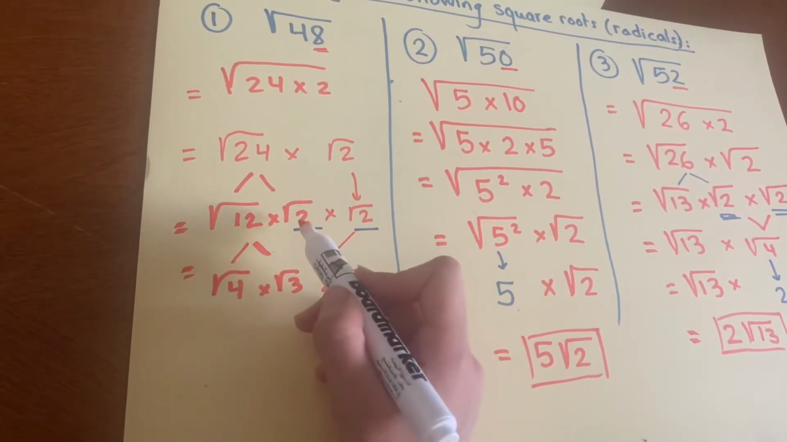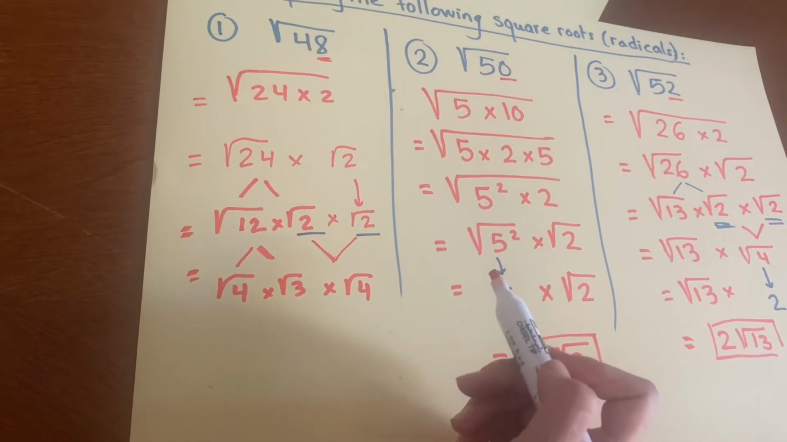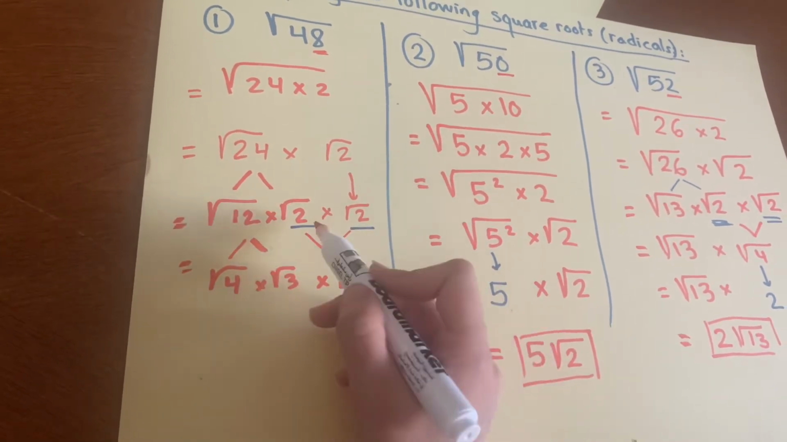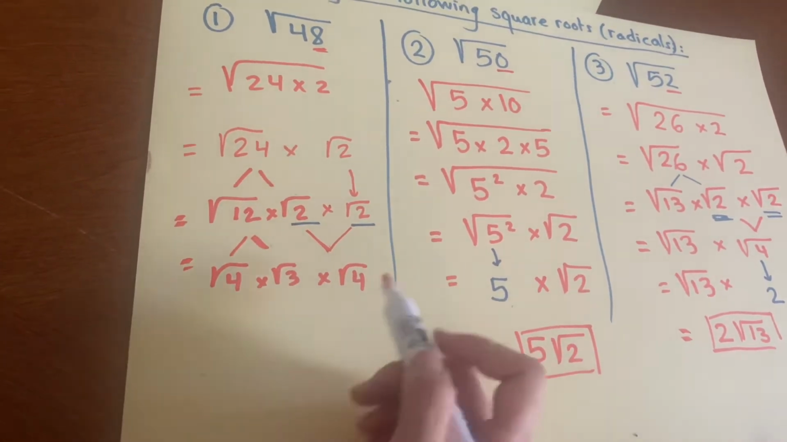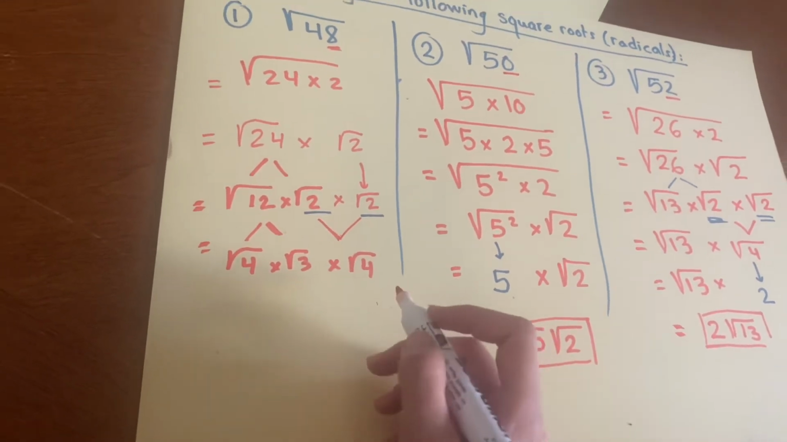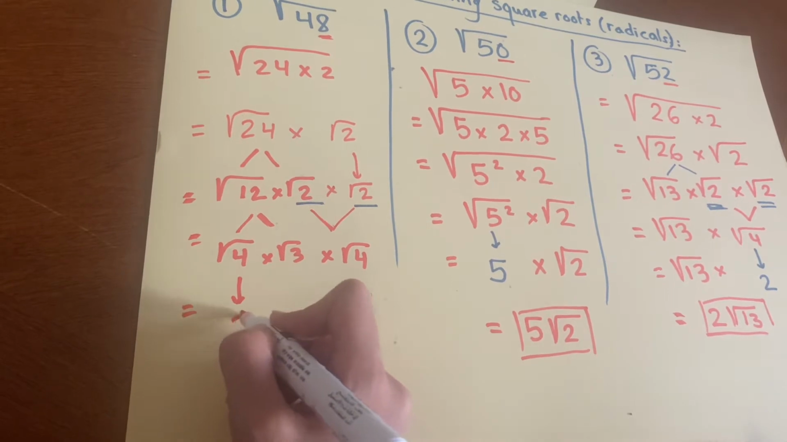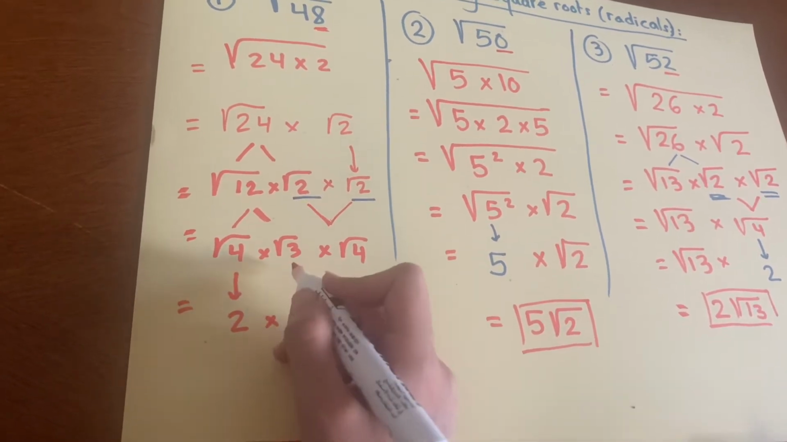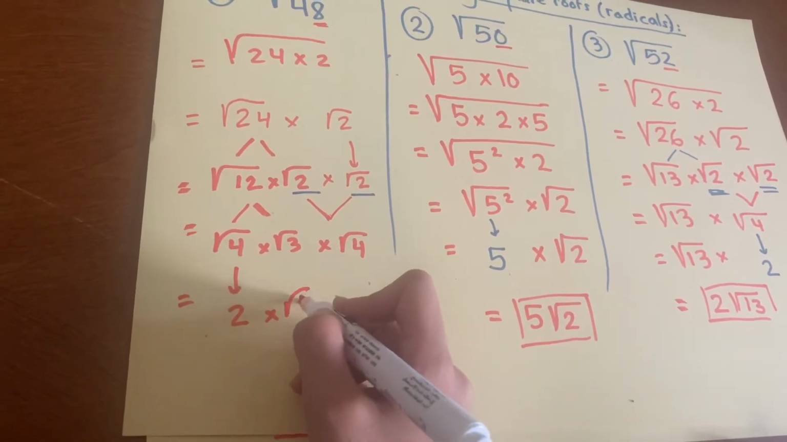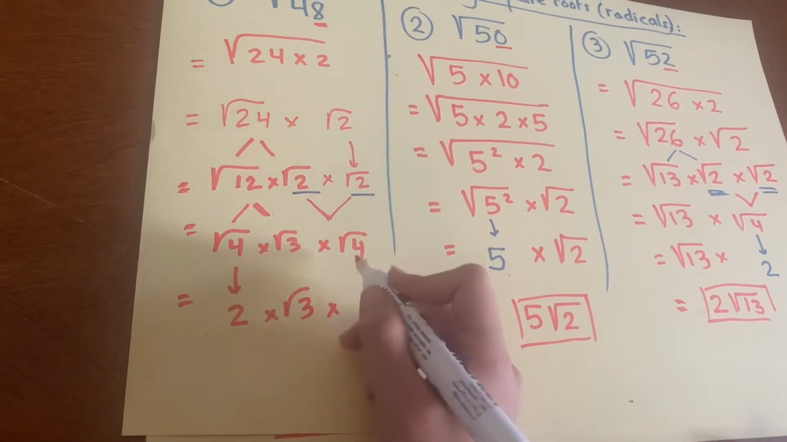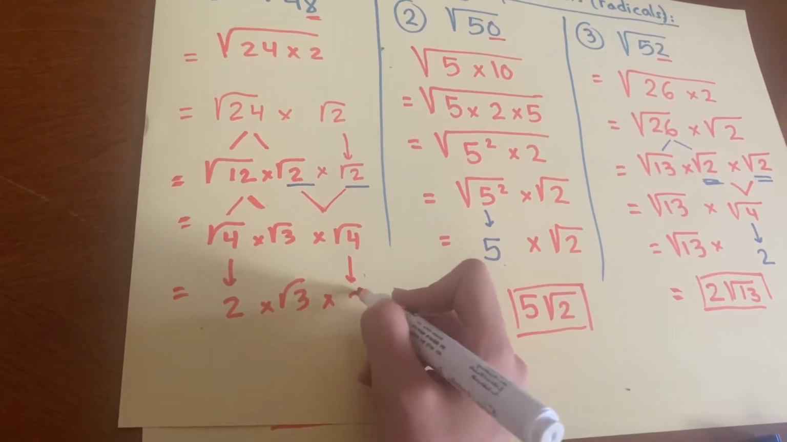From where did you get this? From radical 2 times radical 2. Okay, you will get radical 4 because 2 times 2 is 4. You can directly write 2 if you want, but I am doing this step by step. So the square root of 4 is 2 times the square root of 3, radical 3 stays the same. And the square root of 4 is also 2.